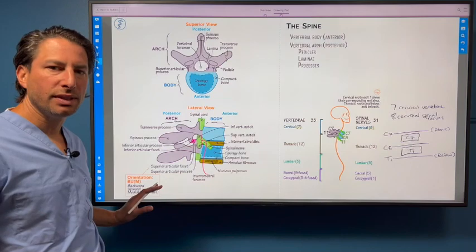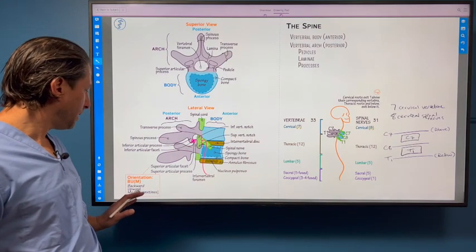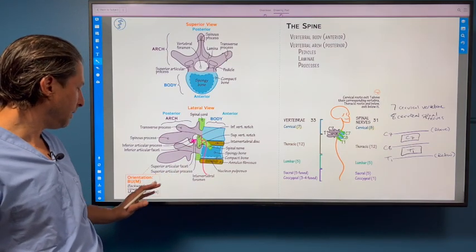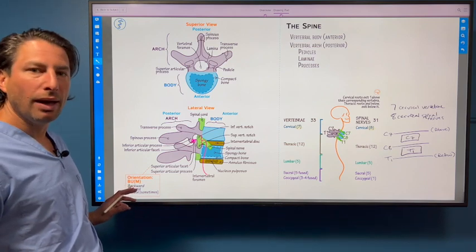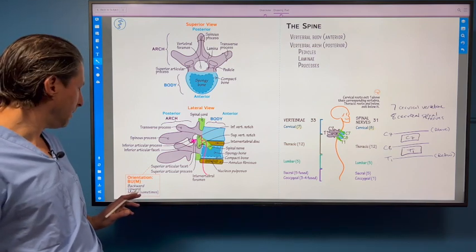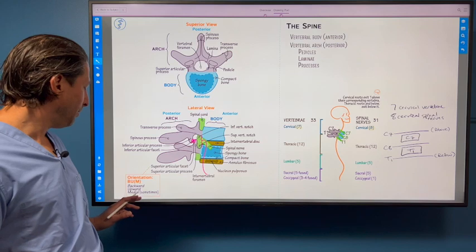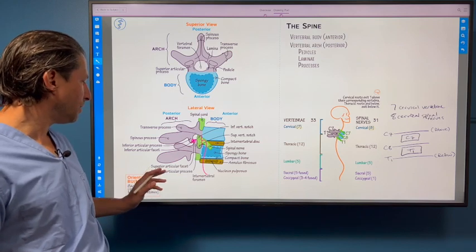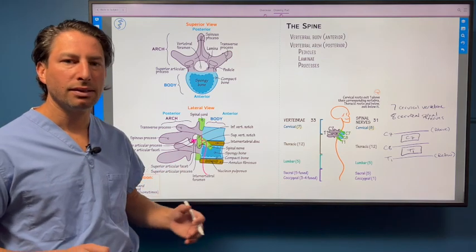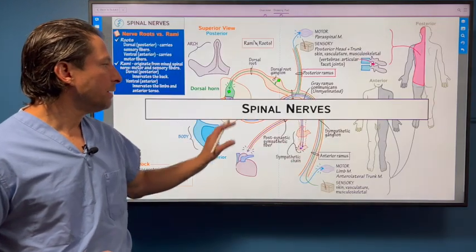This is just an important physiology notation. This orientation of the facet here, this BUM acronym is helpful: backward, upward, and medial, for the superior articular facet. That's just one of those pearls.